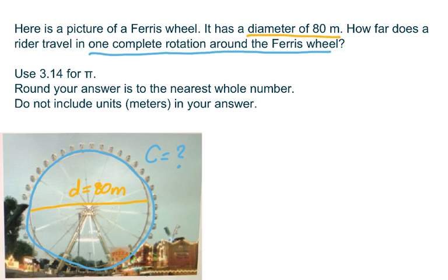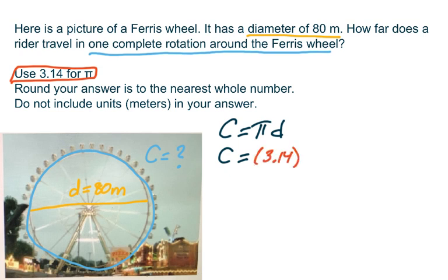Because I'm given the diameter in the problem, I'm going to choose that one, C equals pi d, as the more efficient option in this problem. So I'll start to fill these things in. Circumference is what I'm looking for, so I'll leave that. I have been told in the problem to use 3.14 for pi, so that's what I'll substitute for pi. And then I know that the diameter is given to me as 80.